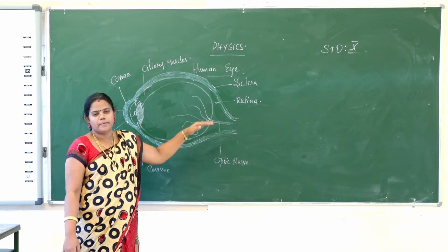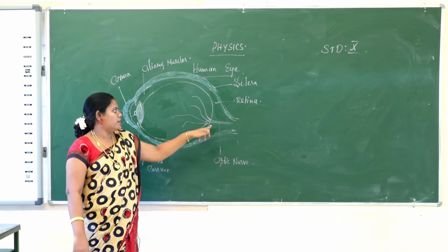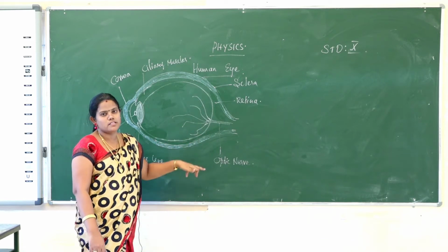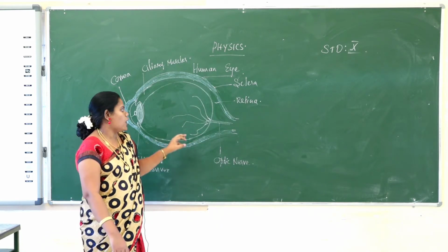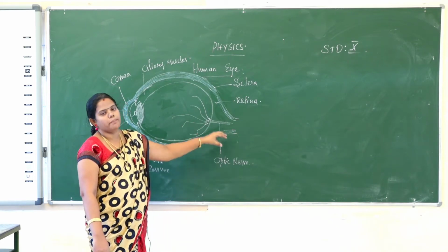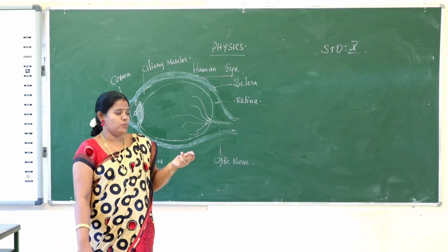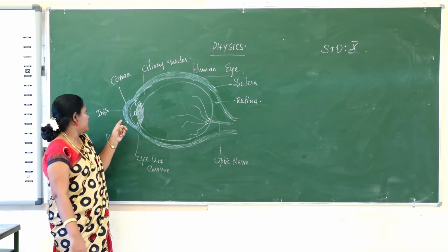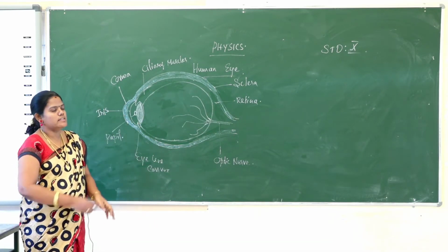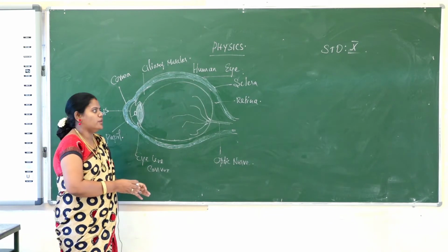What we get in the eye is only the inverted image. Okay, so inverted image only. The optical nerves sense the objects and transfer them to the brain. The brain identifies what object you saw in front of the cornea. Okay, that is the parts and working of a human eye.